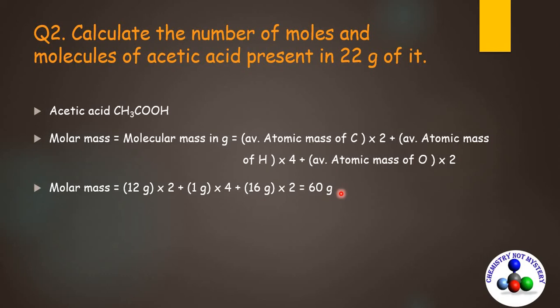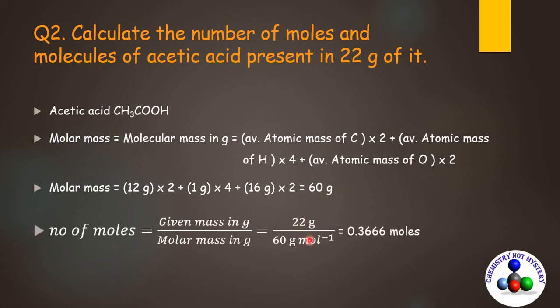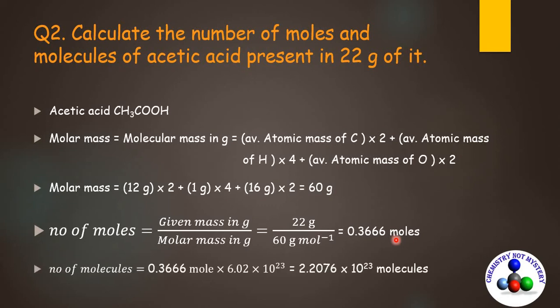Now put the value in the following formula to calculate the number of moles. You will get 0.3666 moles. Now you know that 1 mole is equal to 6.02 into 10 raised to 23 molecules. That means 1 mole contains 6.022 into 10 raised to 23 molecules. So when you multiply the number of moles by 6.02 into 10 raised to 23, you will get the number of molecules of acetic acid present in it.